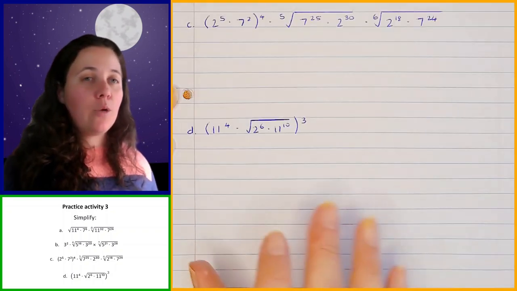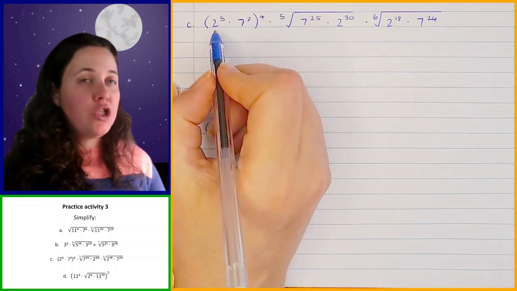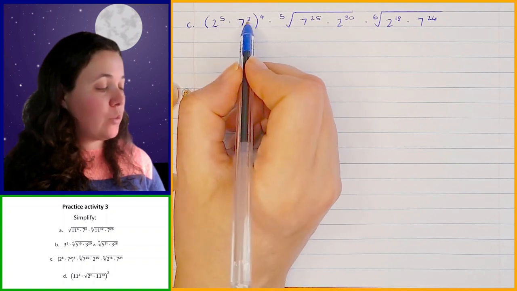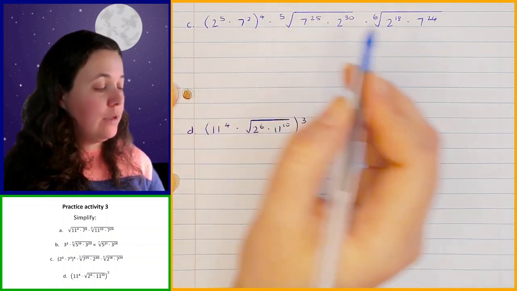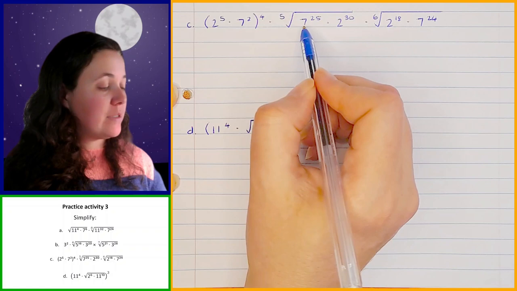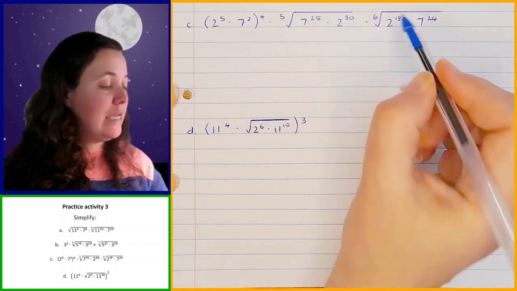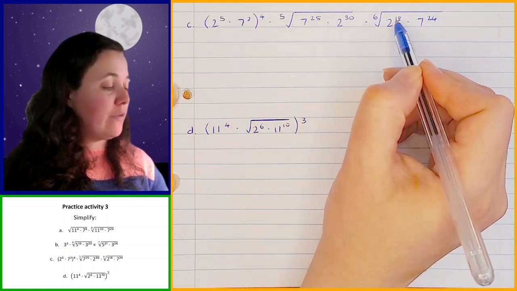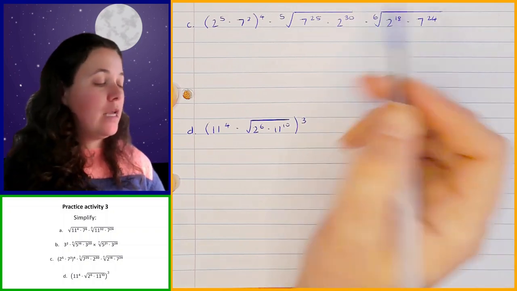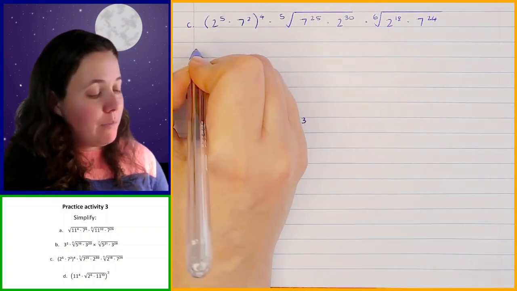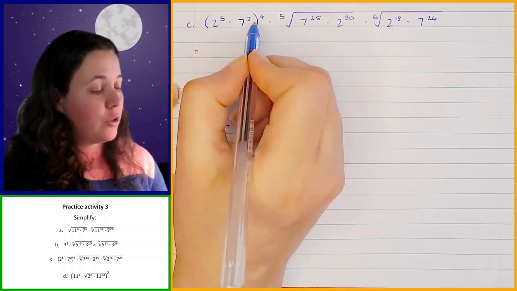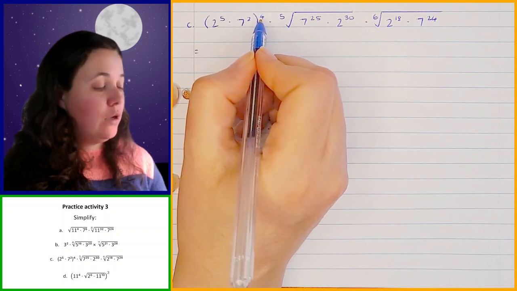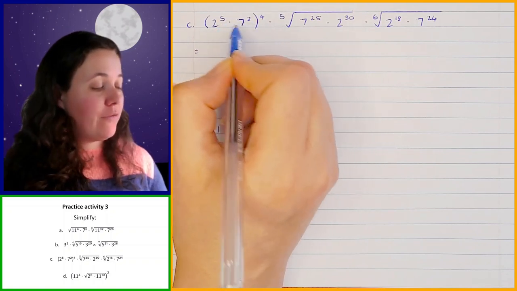Okay. Then question C. I've got 2 to the power of 5 times 7 squared, all in brackets, to the power of 4. Then I've got a 5th root of 7 to the power of 25 and 2 to the power of 30. Then I've got a 6th root of 2 to the power of 18 and 7 to the power of 24. Okay, so I'm going to start off by working out this exponent over here by taking that 4 and applying it to each of the factors inside.